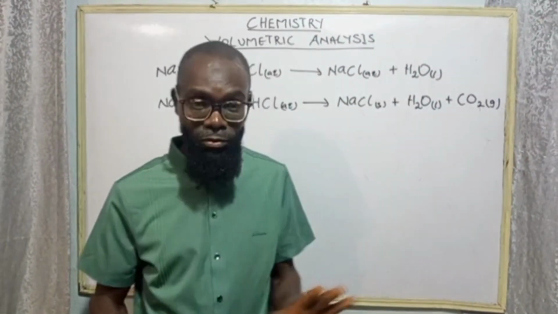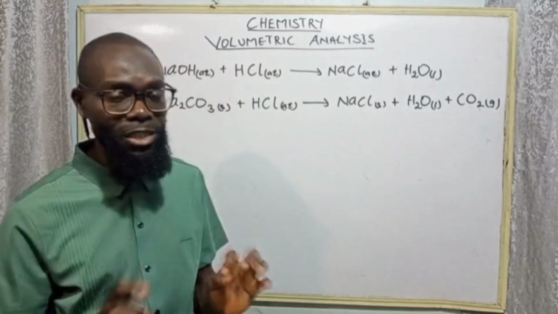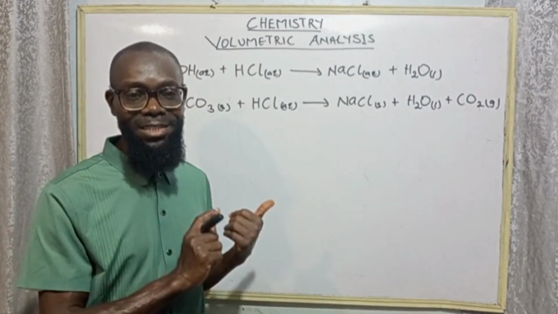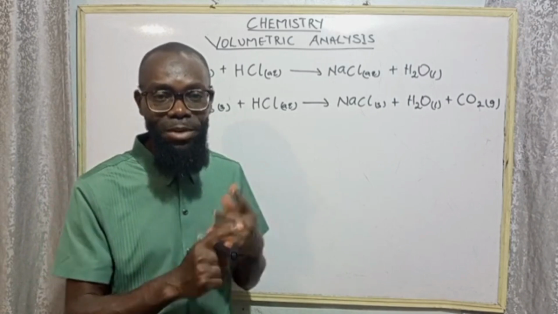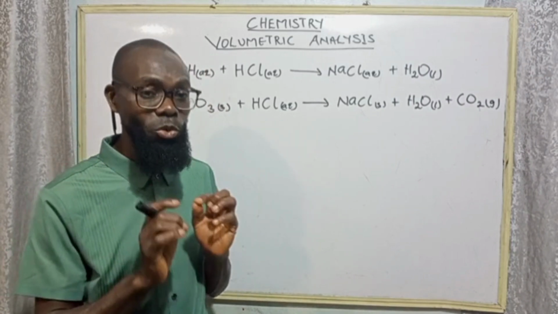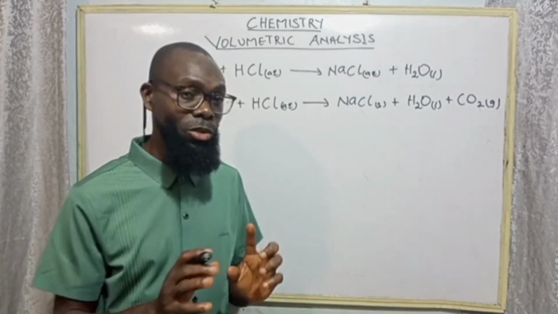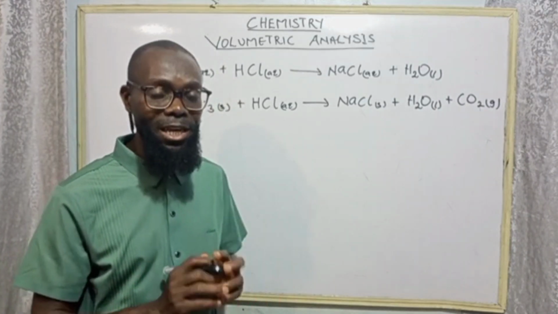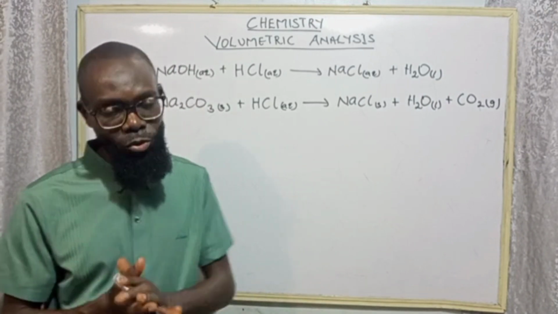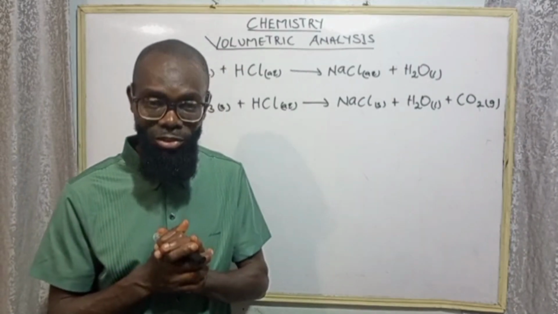The main objective of volumetric analysis is to quantitatively measure the volume of the reactants reacting in the chemical reaction in order to obtain the stoichiometric ratio after the chemical reaction. So, in turn, we are going to get a balanced chemical equation. Now, the next one we look at is how do we prepare these substances in the laboratory?